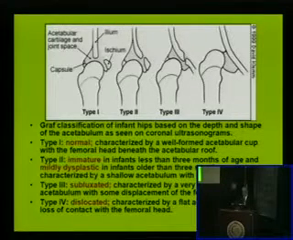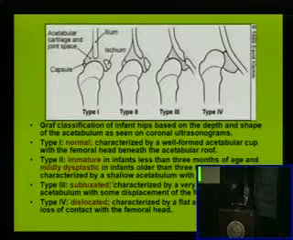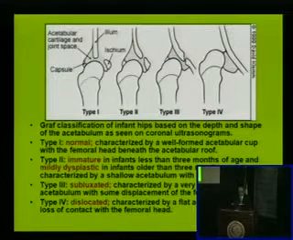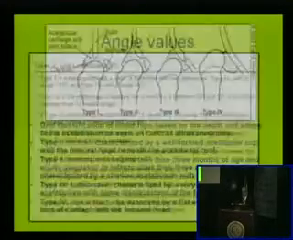Type 2 is immature in infants less than 3 months or mildly dysplastic in infants older than 3 months. We will see what measurements he gave to them. Type 3 and type 4. Type 3 is subluxated. Subluxated means it is away from the joint but still has a relation with the acetabular floor. Dislocated has no relation with the acetabular floor.